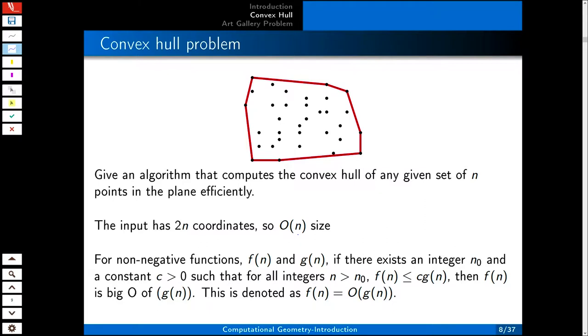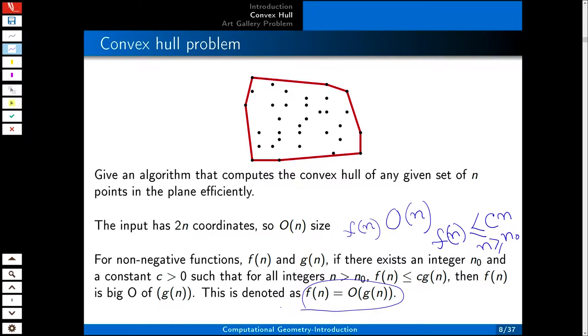This is the definition of the order notation. Order n is a set of functions, and a function f of n belongs to order n if there exist two constants n0 and c such that f of n is less than or equal to c times n for all values of n greater than or equal to n0. This is the formal definition of the order of g(n). Here you can see that I have written f(n) equals order of g(n).